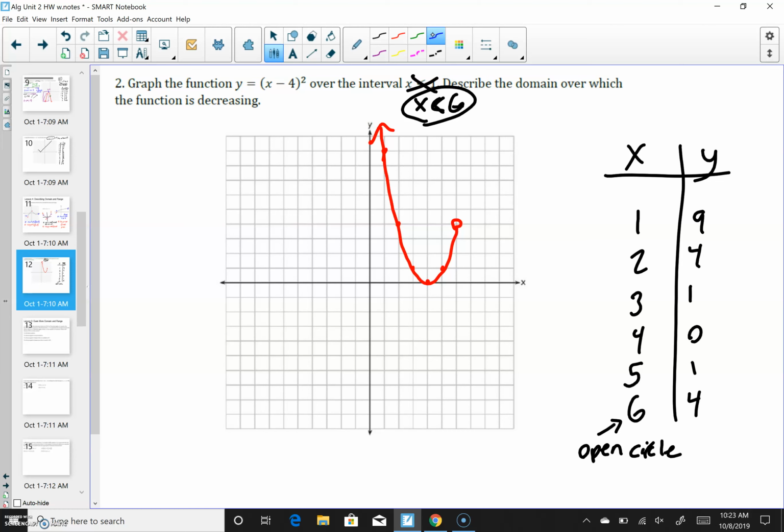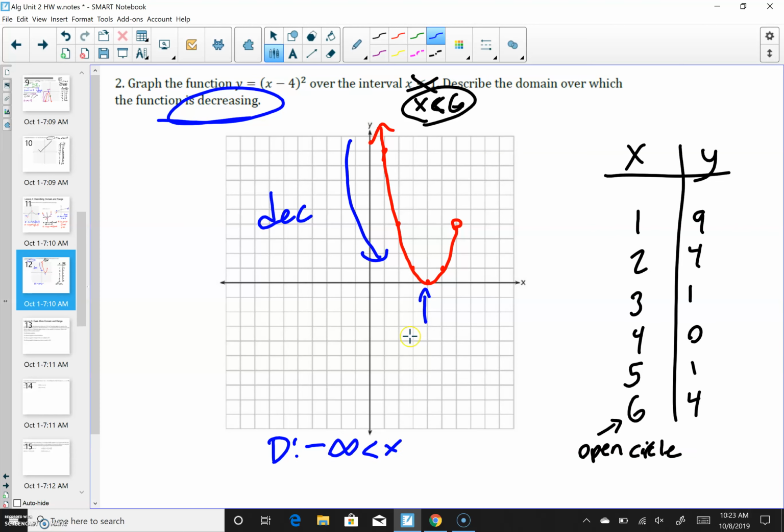They want us to describe the domain over which the function is decreasing. So remember, decreasing is as you go from left to right, your graph is going down. That would be this part of our graph right here. But remember, we have an arrow on there. So therefore, this graph really is going to keep going to the left and to the left forever if we let it expand. So where does the decreasing really start? Well, it starts at -infinity. And it stops decreasing at the bottom of our parabola. So it's going to stop decreasing when x is 4.